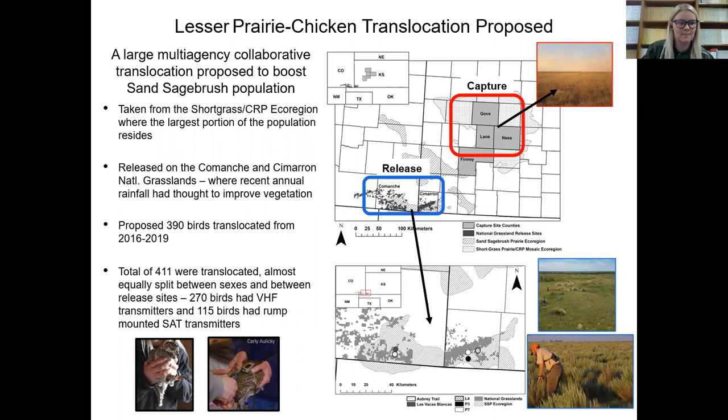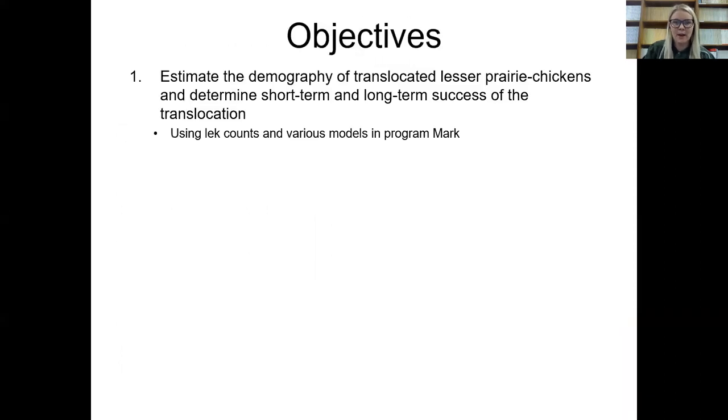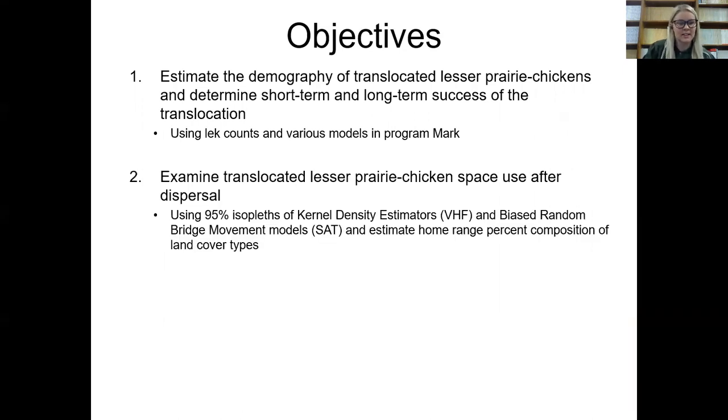So the objectives for my project: the first one was to estimate the demography of translocated lesser prairie chickens and determine short-term and long-term success of the translocation. This was done using lek counts and various models in program MARK. My second objective was to examine translocated lesser prairie chicken space use after dispersal. This was done using 95% isopleth of kernel density estimators for the VHF birds and biased random bridge movement models for the satellite transmitter birds.